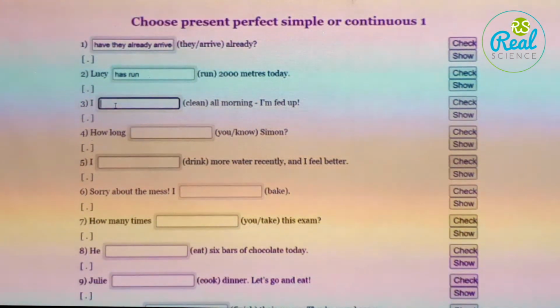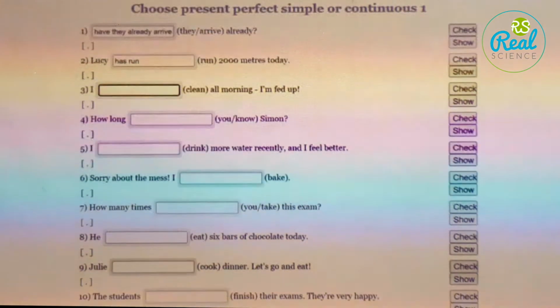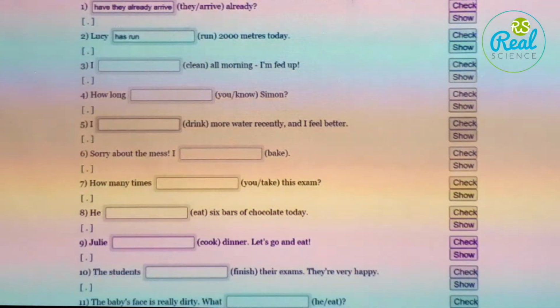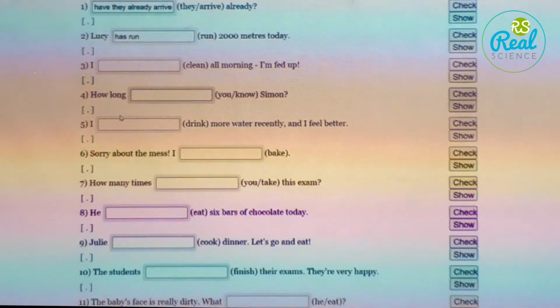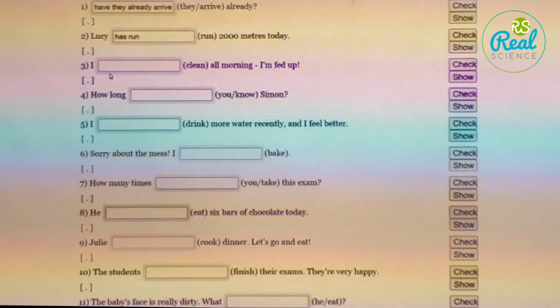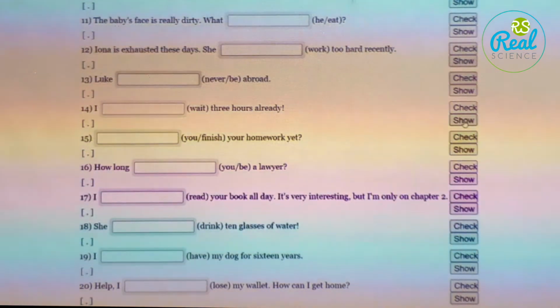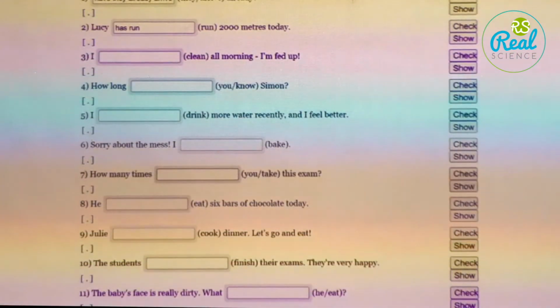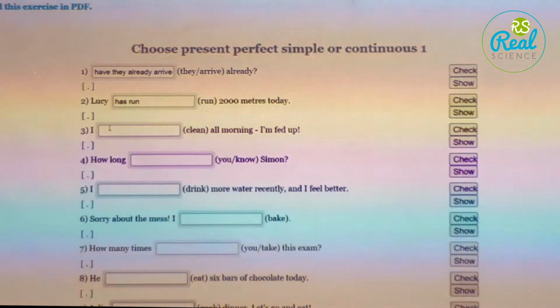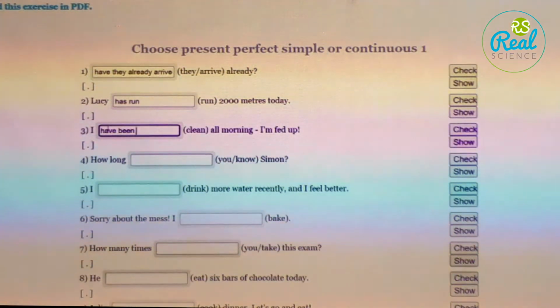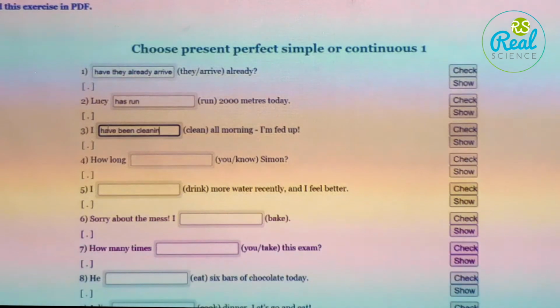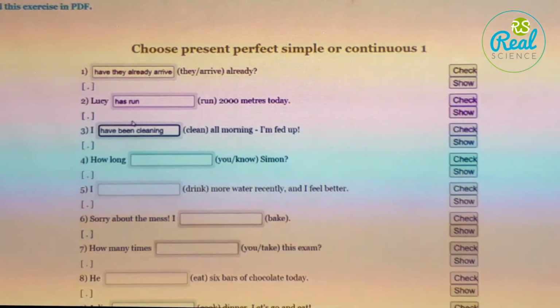The action is finished. I have been cleaning. I have been cleaning all morning. Okay. Have been cleaning. So next one. How long?